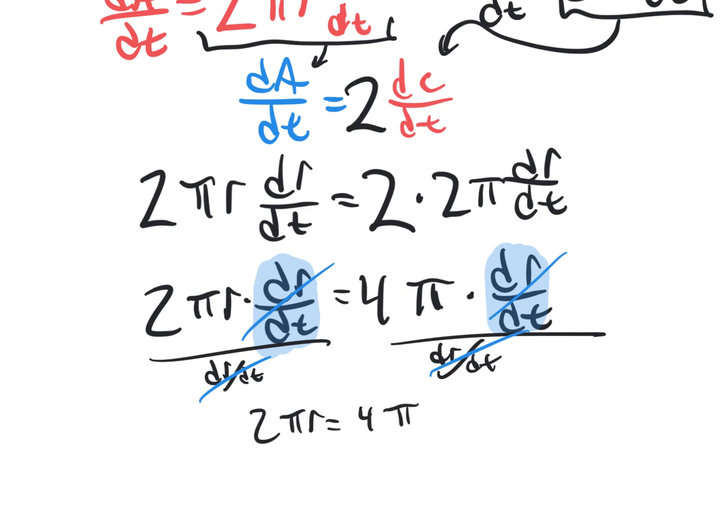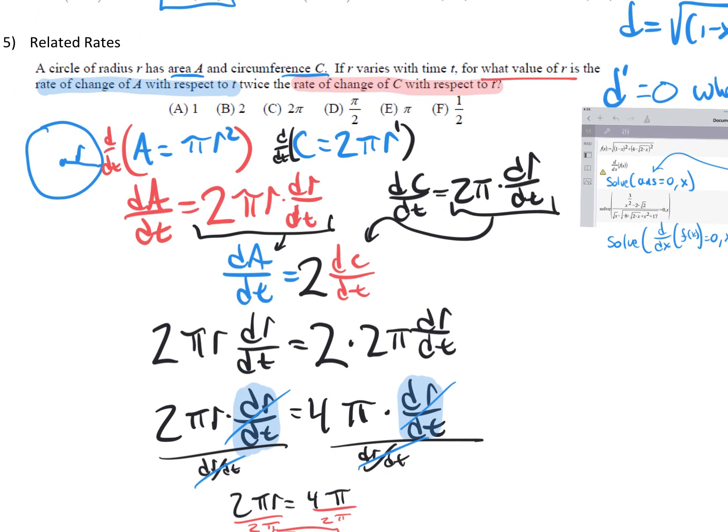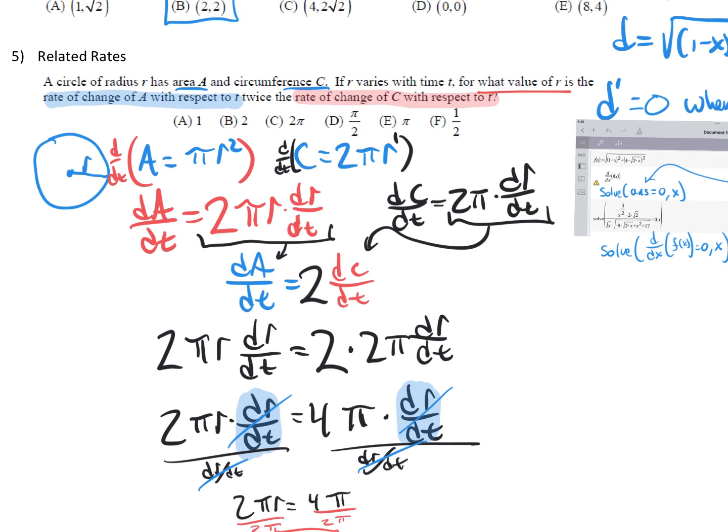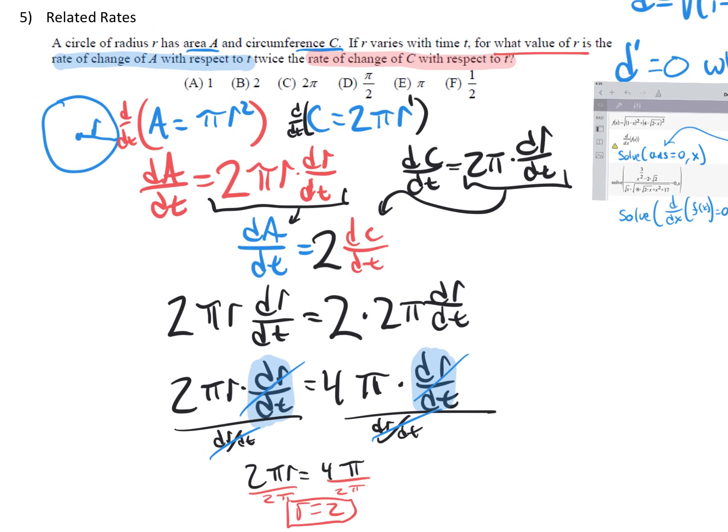And remember the question was asking us, what is r? Well, we can solve this for r. Divide by 2 pi. r is 2. What are our units? Does it say? No, it doesn't actually say. I don't think there's any units there. But it doesn't matter because look at it, it's a multiple choice here. So 2 is the answer.